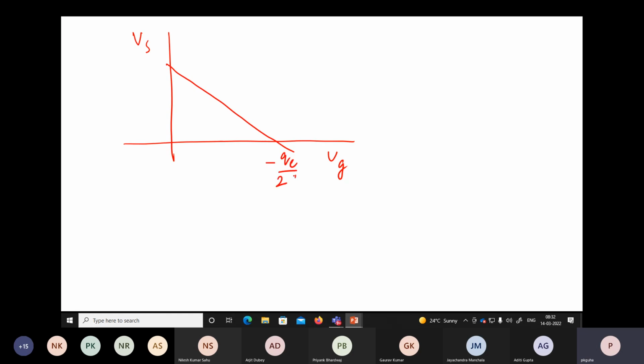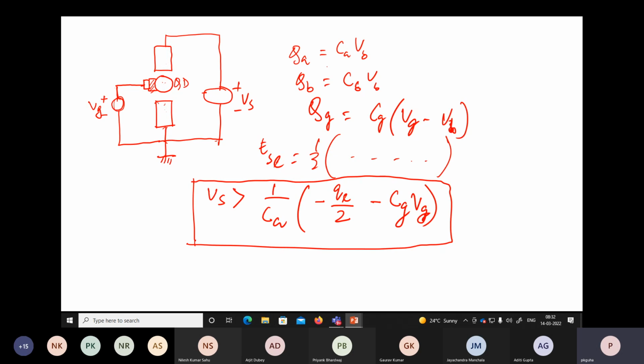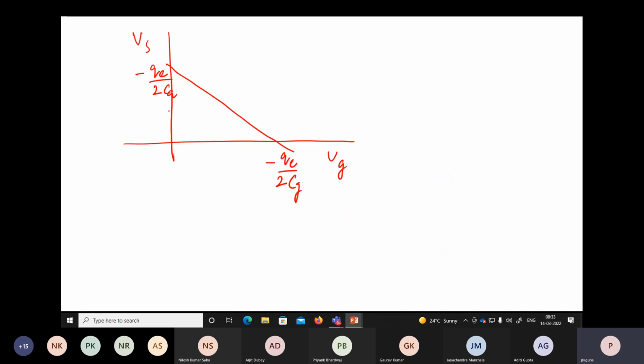Let me go to the next slide. So we will get Vs over Vg, and this is minus QE over 2Cg, and this is minus QE over 2Ca. Because if you see this inequality, there is minus QE over 2Ca and minus CgVg over Ca. So you will get this.